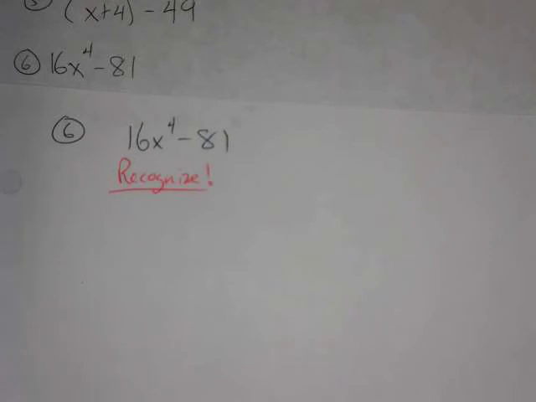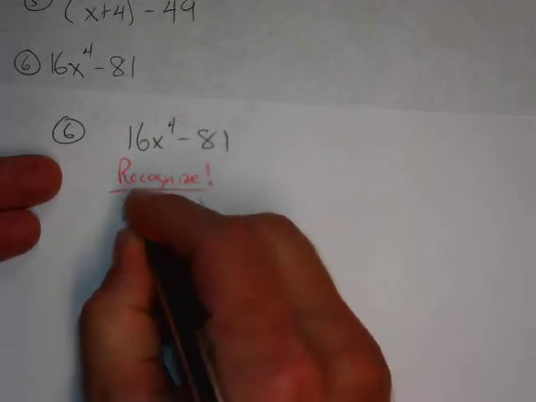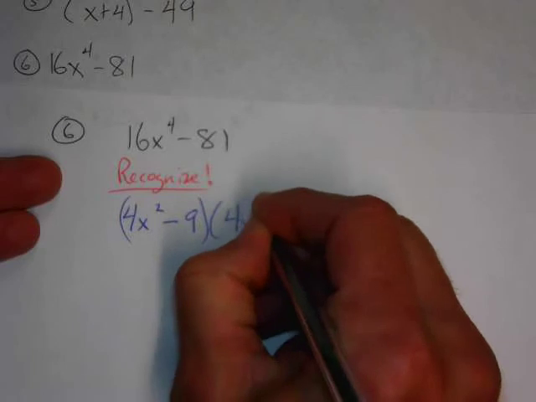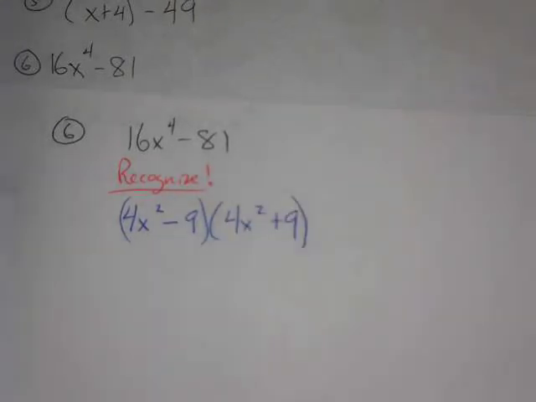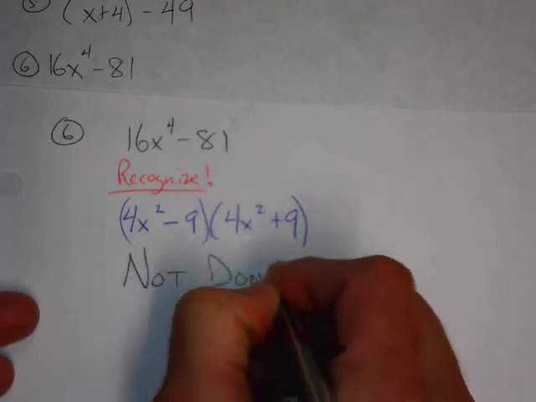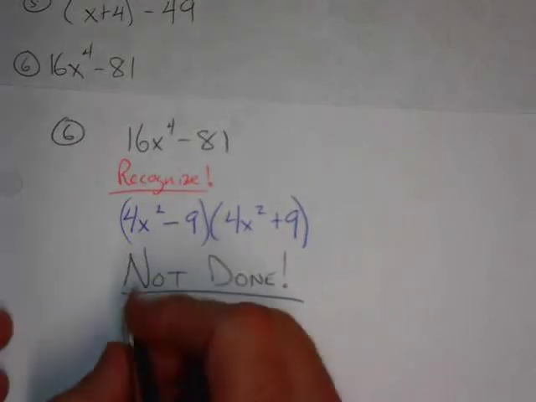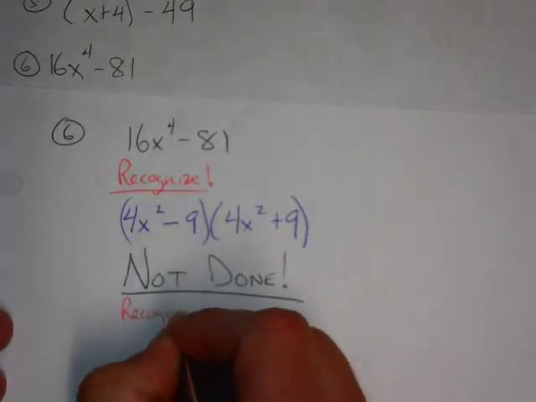And if you recognize a difference of squares, you're going to end up with 4x squared minus 9 times 4x squared plus 9. All right, so we can recognize that and then think we're done. But wait, we are not done. You must always pay attention. We are not done. Can you believe that? Why not? Why aren't we done? Can you recognize a difference of squares again?